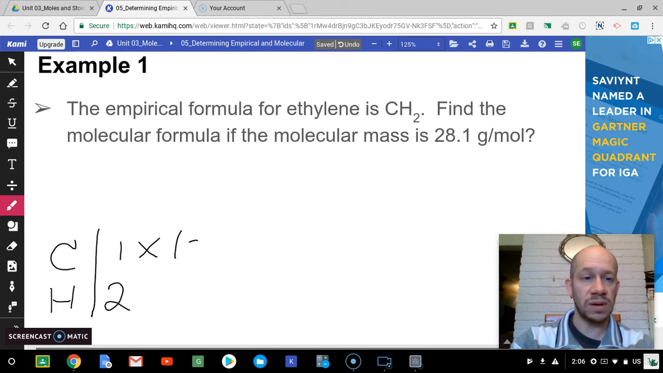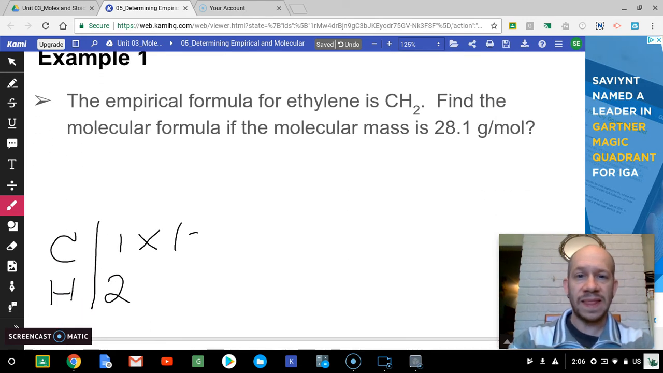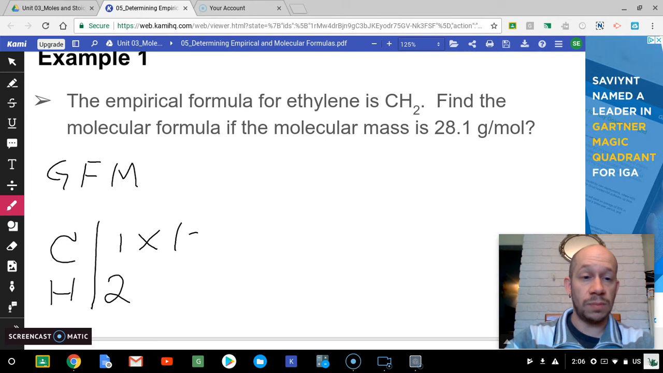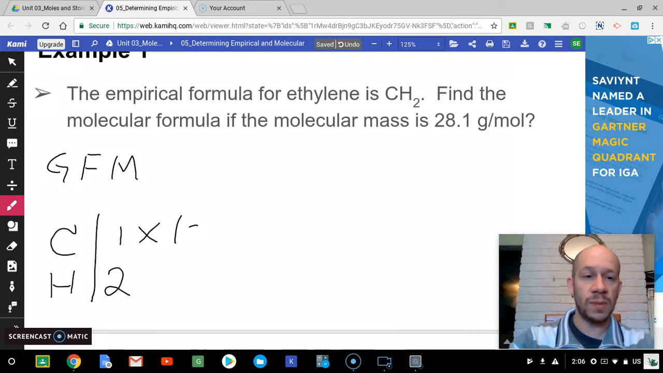Here's some work already done. The empirical formula for ethylene is CH2. Find the molecular formula if the molecular mass is 28.1 grams. So here I started to calculate the GFM. This will be the GFM of the empirical formula. So C and H are both in my formula. I have 1 carbon and 2 hydrogens. I'm going to multiply by their masses.